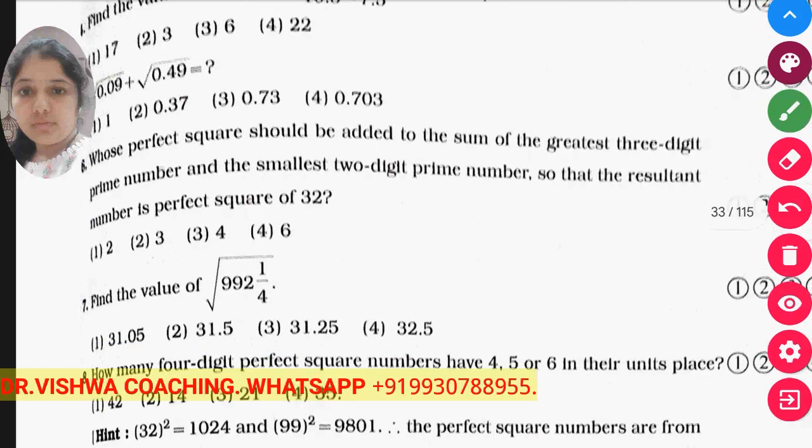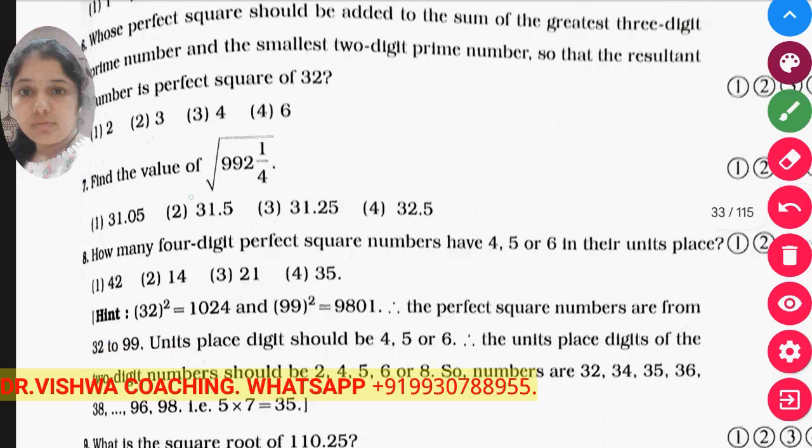Okay. Now, what perfect square should be added to the sum of the greatest 3-digit prime number and the smallest 2-digit prime number so that the resultant number is the perfect square of 32? Now, you find out which is the greatest 3-digit prime number, which is the smallest 2-digit prime number, and then add both of them and find out. For it to be a perfect square, the digit at unit place should be 4, 1, 6, 9, 0, 5. So you have to make the digit at unit place and you can find the square for the 32.